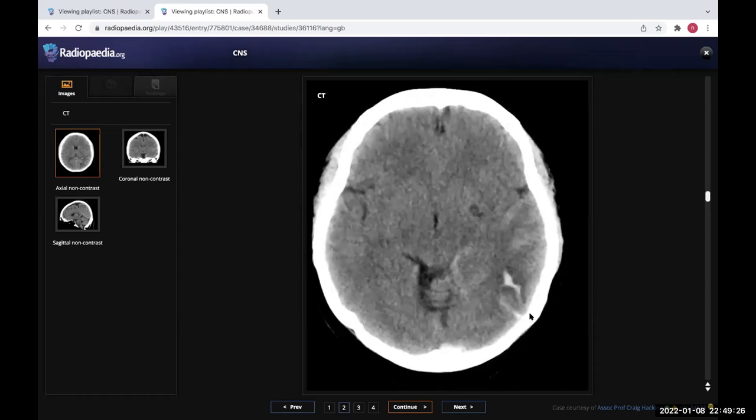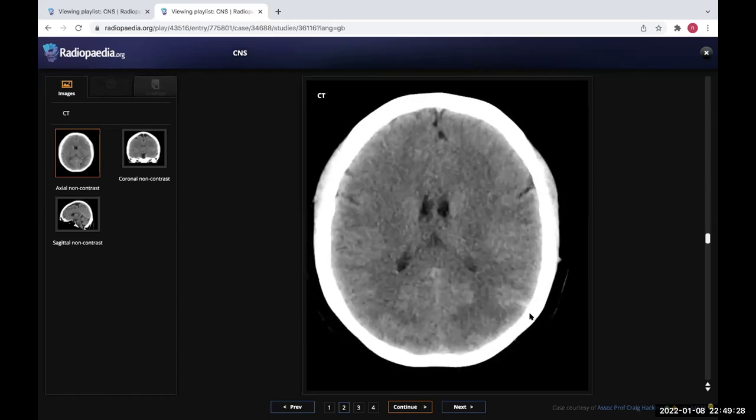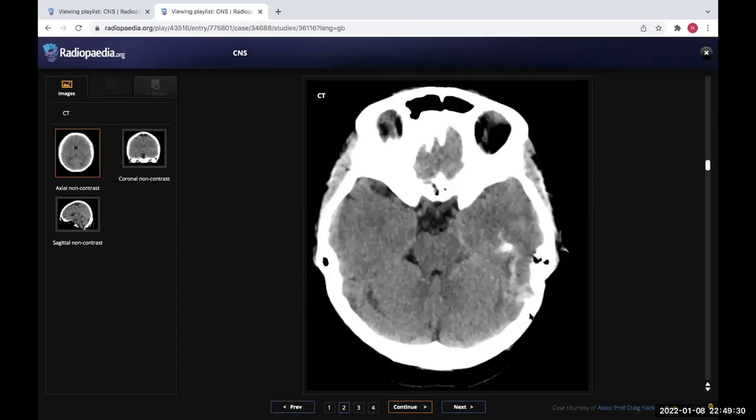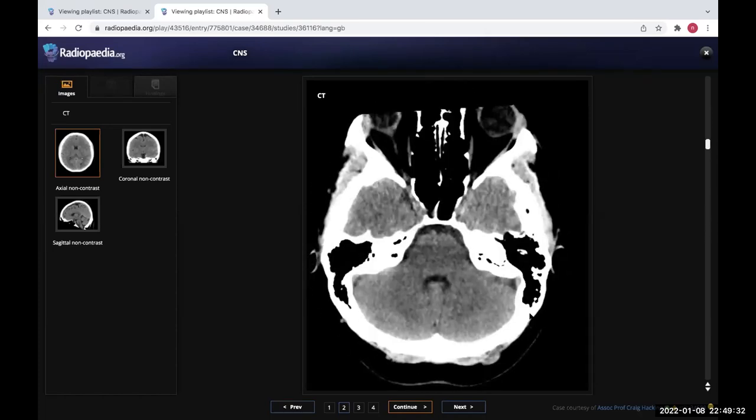In the pertinent negatives, I do not see any hydrocephalus per se at the moment. So we can discuss with the neurosurgery and proceed with the next step of CTA or DSA. Okay, you can proceed.